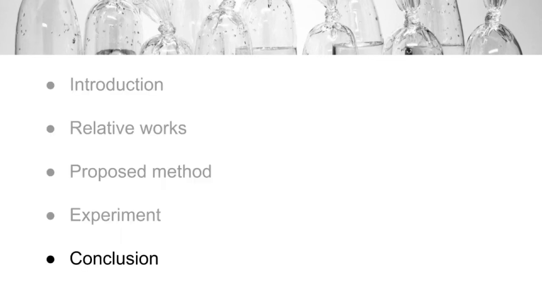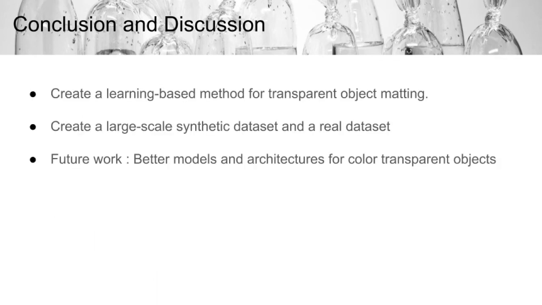The rest is our conclusion. This paper introduced a simple and efficient model for transparent object matting called TOM-Net. TOM-Net takes a single image as input and predicts an environment matte as an object mask, an attenuation mask, and a refractive flow field in a fast feed-forward pass. This paper also created a large-scale synthetic dataset and a real dataset as a benchmark for learning transparent object matting.